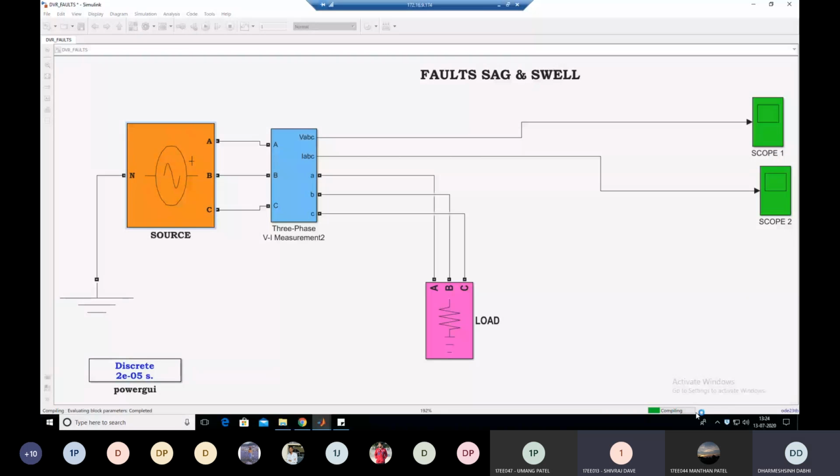So let's first compile this. After that, we open this scope 1 and scope 2. Yes, any doubt? So here the simulation is run. Now we observe scope 1, which gives the three-phase voltage.